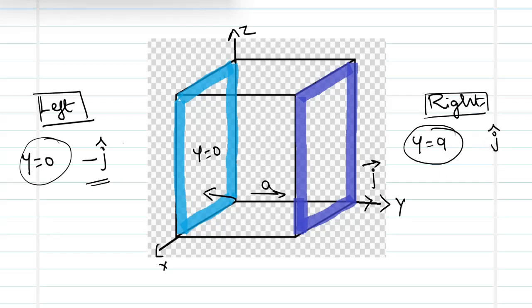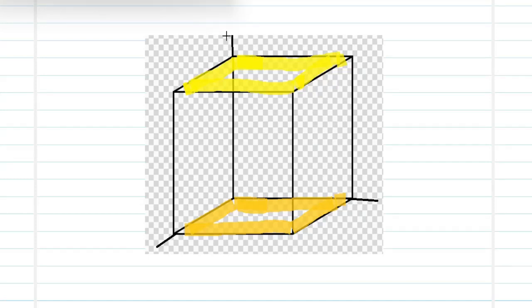Now moving on to the last faces. Now this is in the direction of z. Now we are going to analyze the names of these faces. We have completed a front and back, a left and right, and now this comes to a top and a bottom.